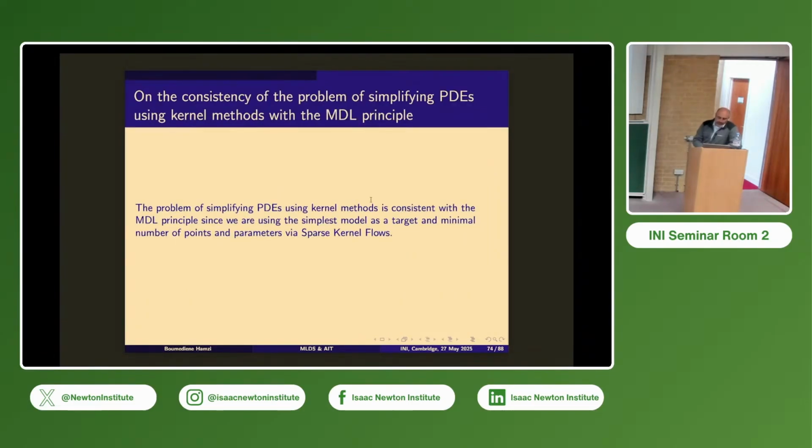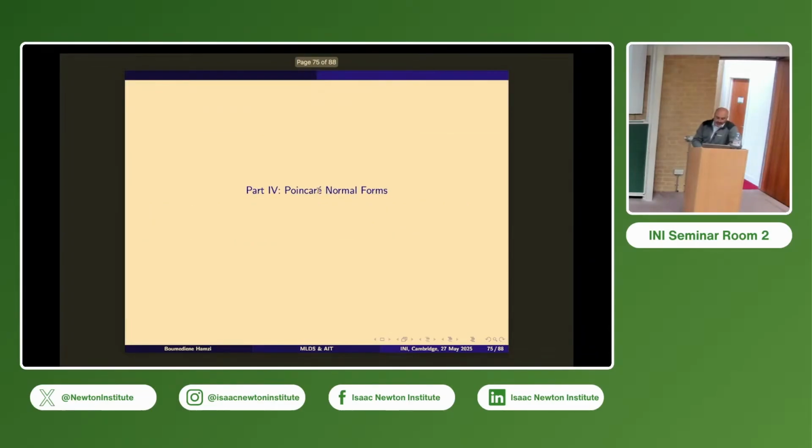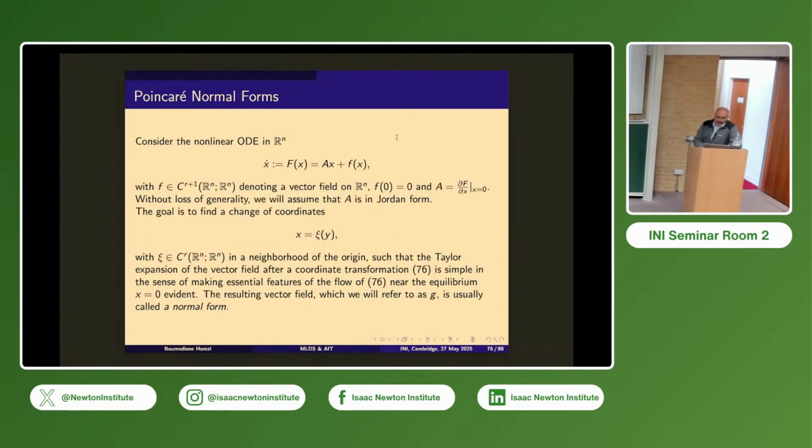If we come back to what I started with about the MDL principle, the problem of simplifying PDEs using kernel methods is consistent with the MDL principle, since we are using the simplest model as a target, and we are also using a minimal number of points and parameters via sparse kernel flows. Here we also use sparse kernel flows to learn the kernel. We proved that this is consistent with the MDL principle. And the last part is about Poincaré normal forms.